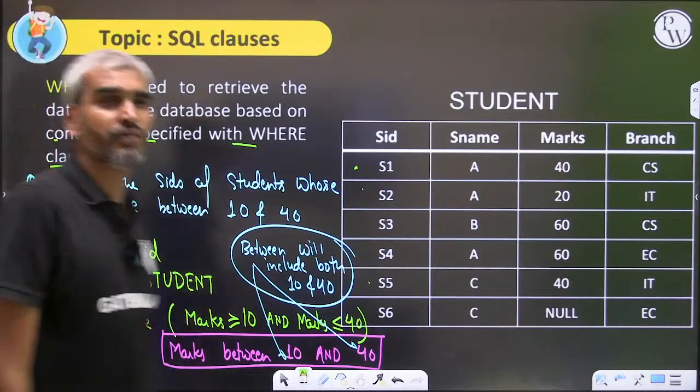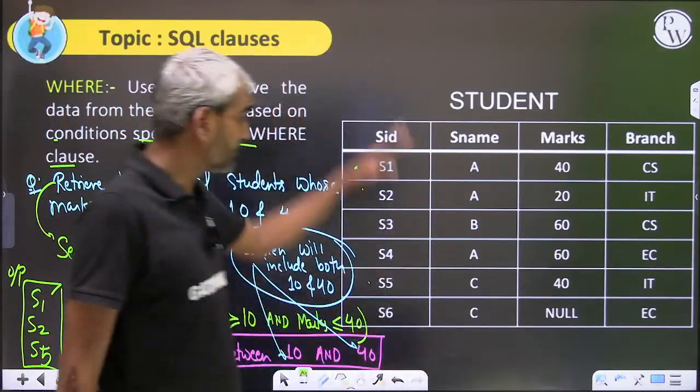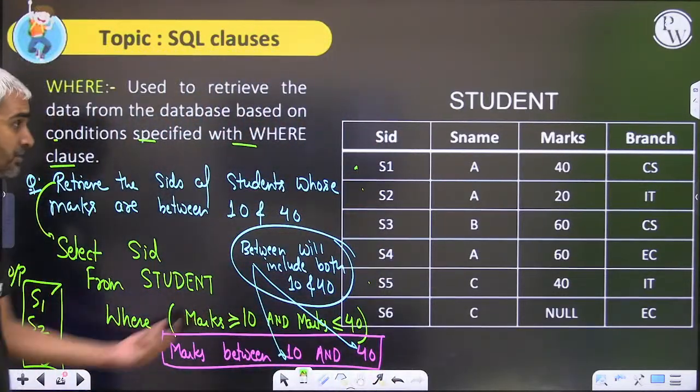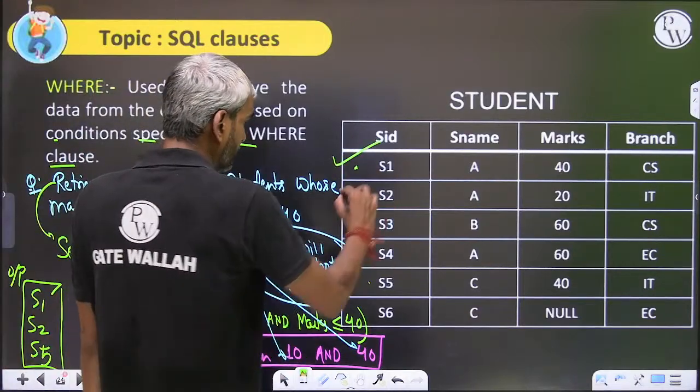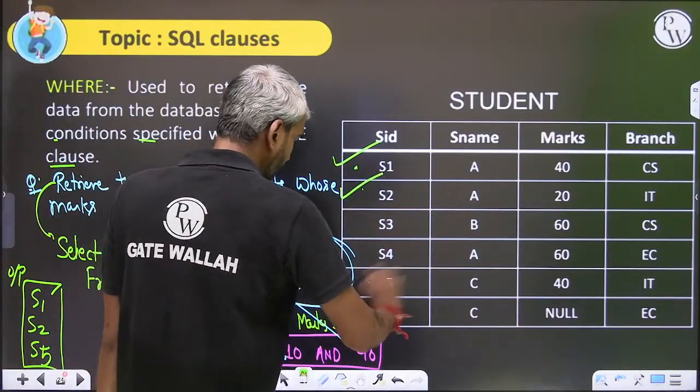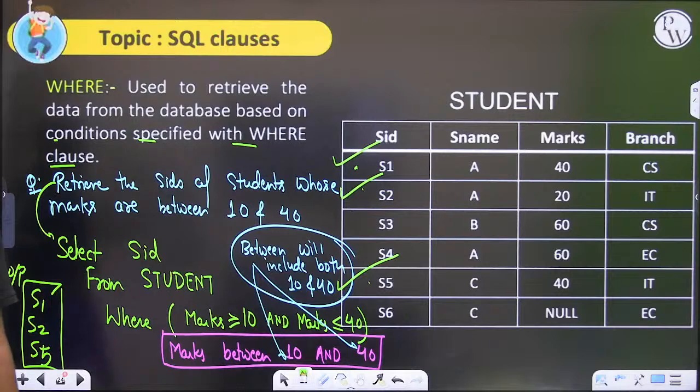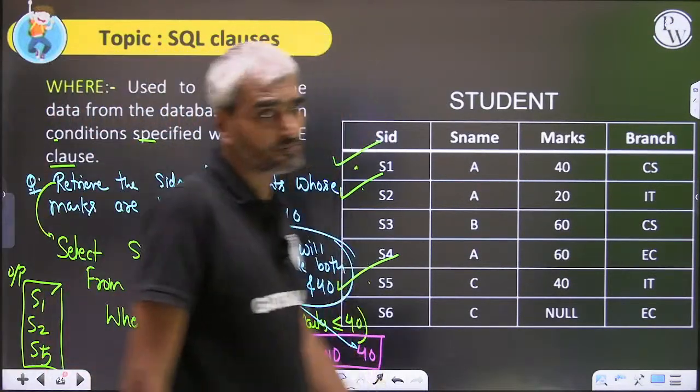So we know where condition, that we can select the tuples. What will happen, sir? Based on this condition, this tuple will be selected, this tuple will be selected, and this tuple will be selected. So these three tuples will be selected. From the selected tuples, SID will be produced as an output.